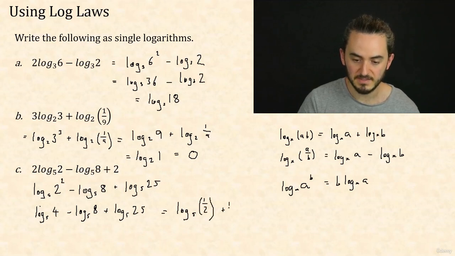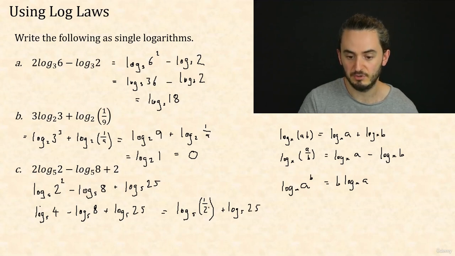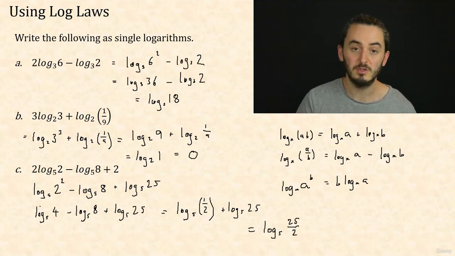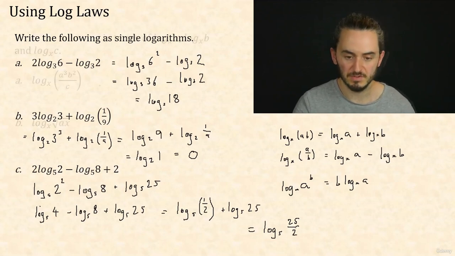And then I'm adding log base 5 of 25. And my addition law says I can just multiply these, since it's log base 5 of this plus log base 5 of that. So that's log base 5, and if I multiply 25 and a half, I get 25 over 2. So there it is as a single logarithm. All right, let's have a look at some more algebraic examples.